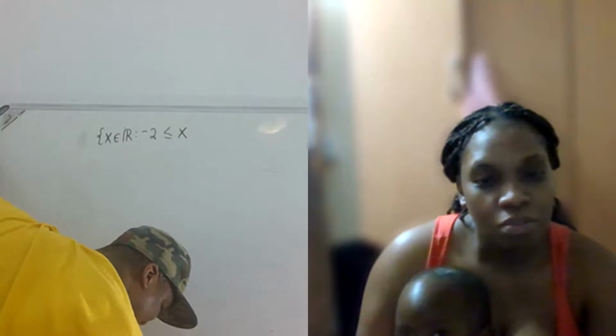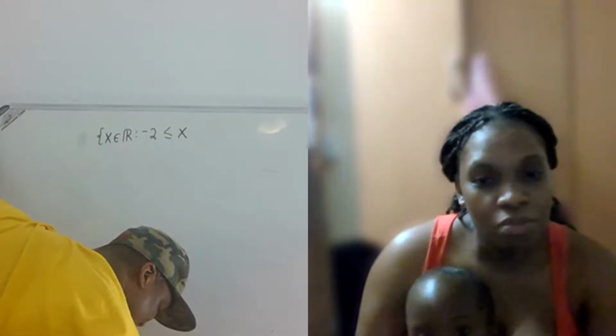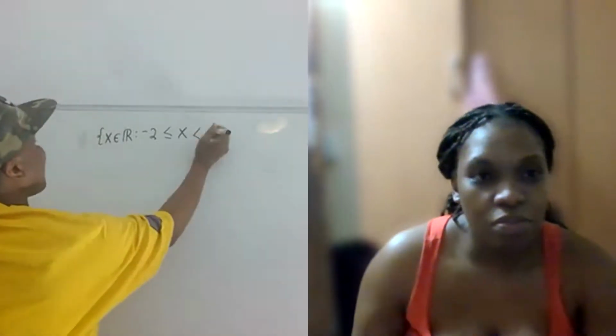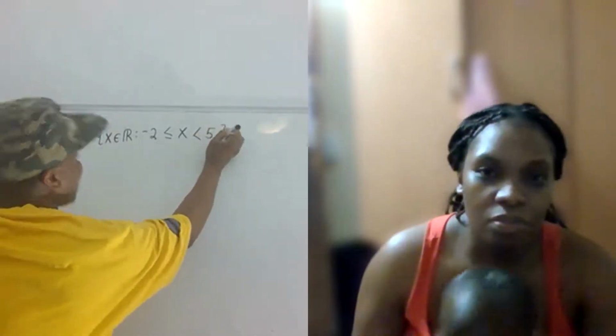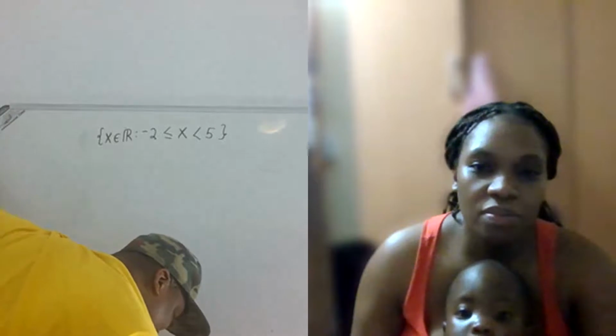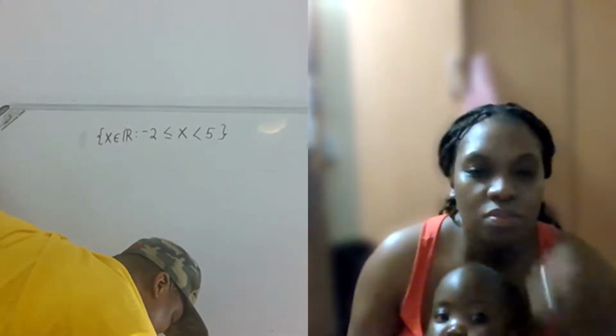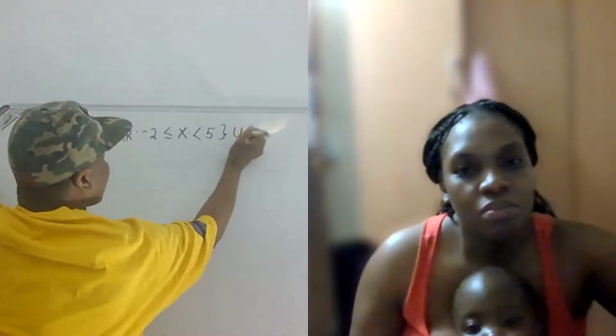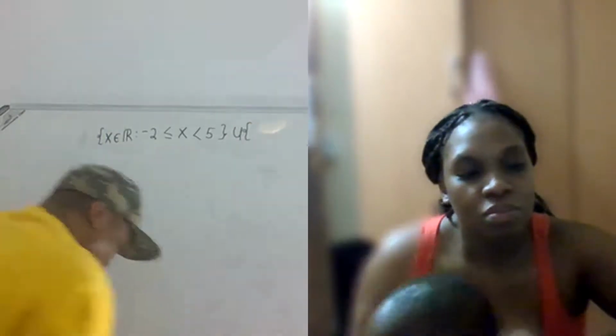I'm going to explain everything, don't worry about it. Less than 5. And then they say union.